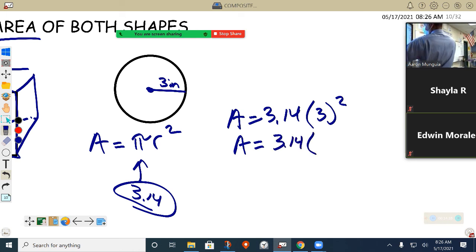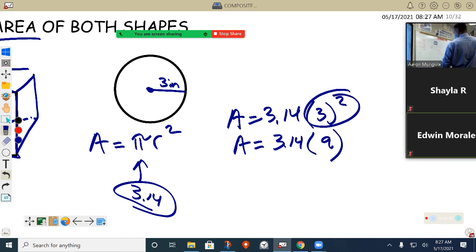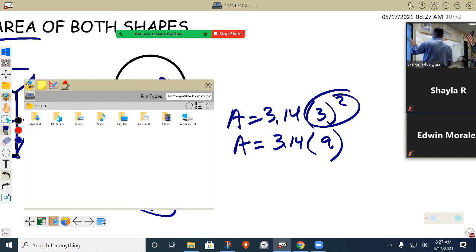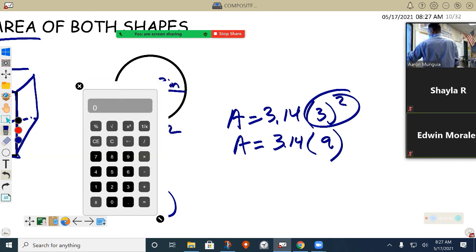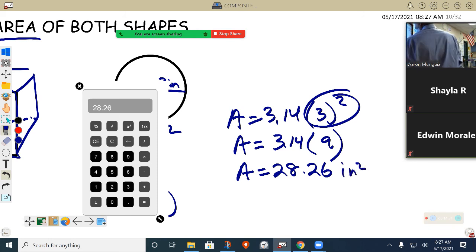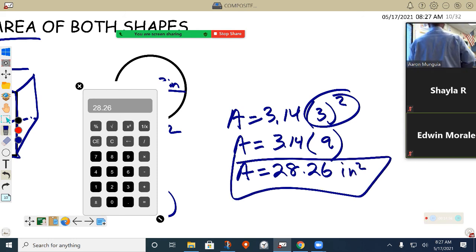3.14. So 3 times, remember we always do the second power first. 3.14 times 9. I have no clue, I'm going to bust out my calculator. There we go. 3.14 times 9 is 28.26. Watch this now. Square inches. Done. All right.